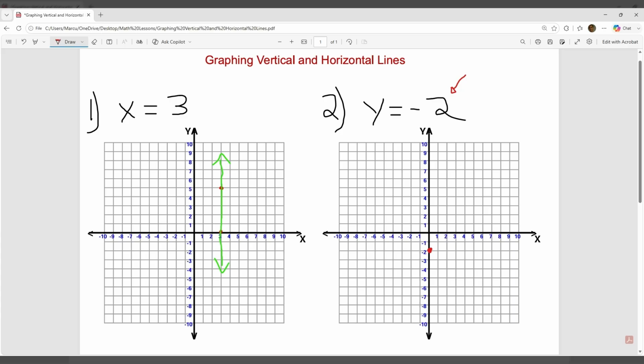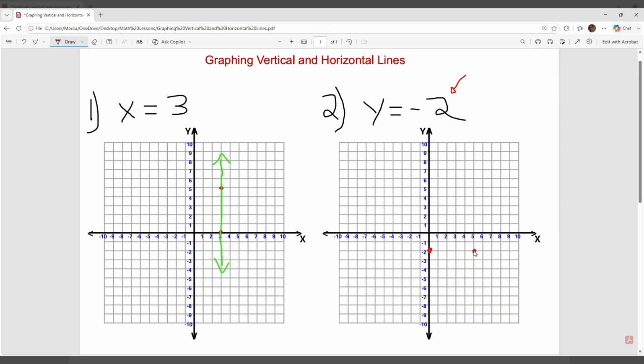So what we're going to do instead is move sideways, because if you move to the right or if you move to the left, your y will never change. Your y will stay -2. Another way to think of y is your height. The height here is -2. So it doesn't matter how much you move sideways, the y will be the same.